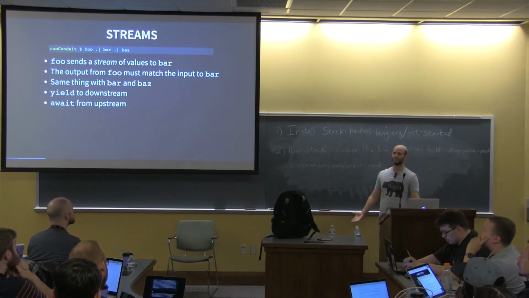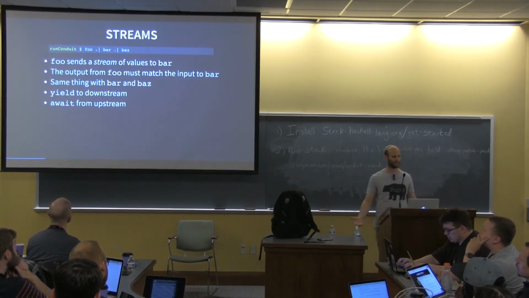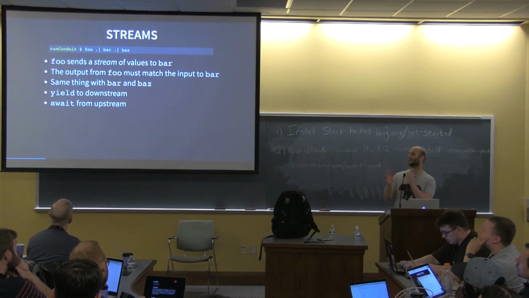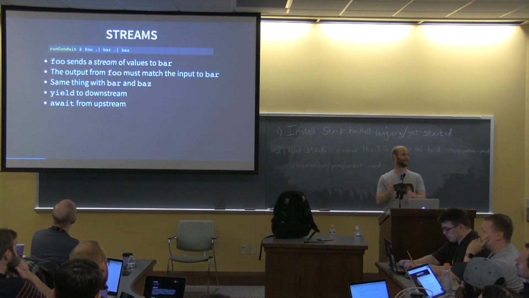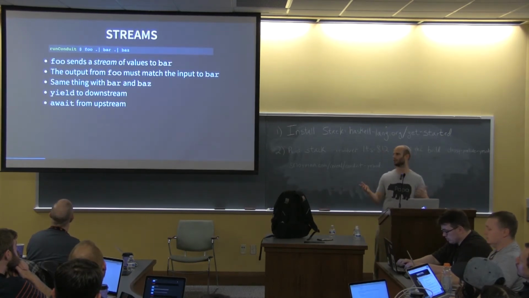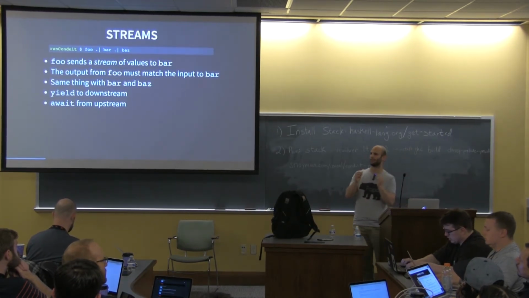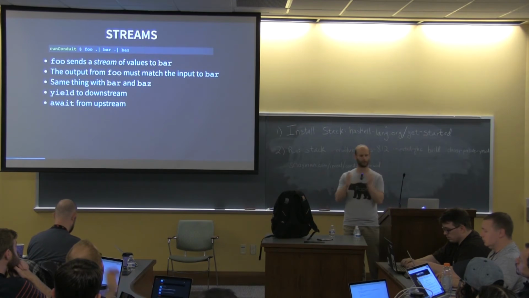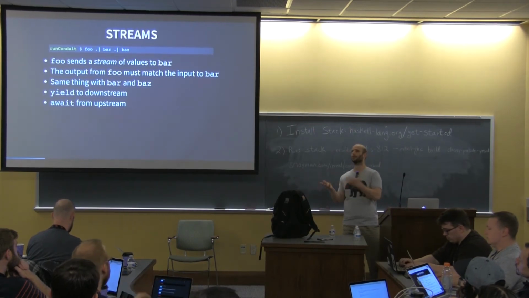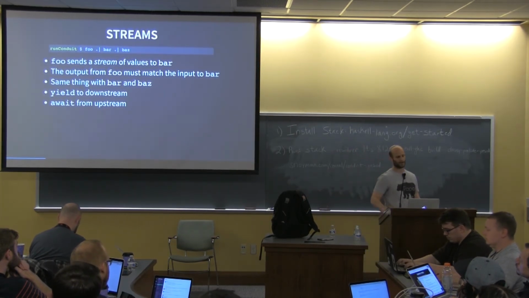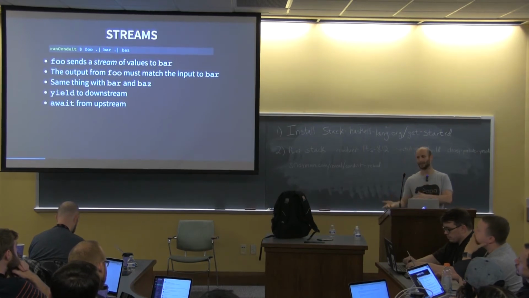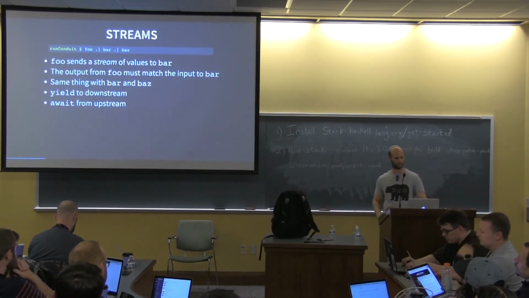Streams. I've already said this word a lot, so you guys probably have picked up on it by now. Foo is creating a stream of data. All that data is going to have the same type because we're in Haskell and we have strong typing. So foo is going to create this stream of data. That stream of data is going to flow into bar downstream. That's what the name is. And again, you yield to downstream, you await from upstream.